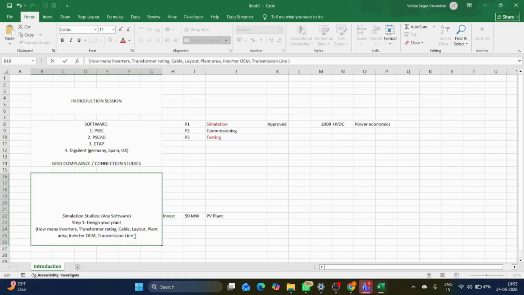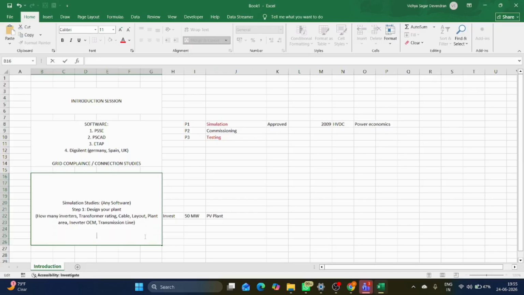After step one comes step two. Once it is approved by the client, step two comes to the power system engineer, where we need to do the simulation studies. Now we are in phase two. Once they have finalized everything, they give it to me, and based on that I will go for these simulation studies, like the very basic steady state studies, which I will perform.